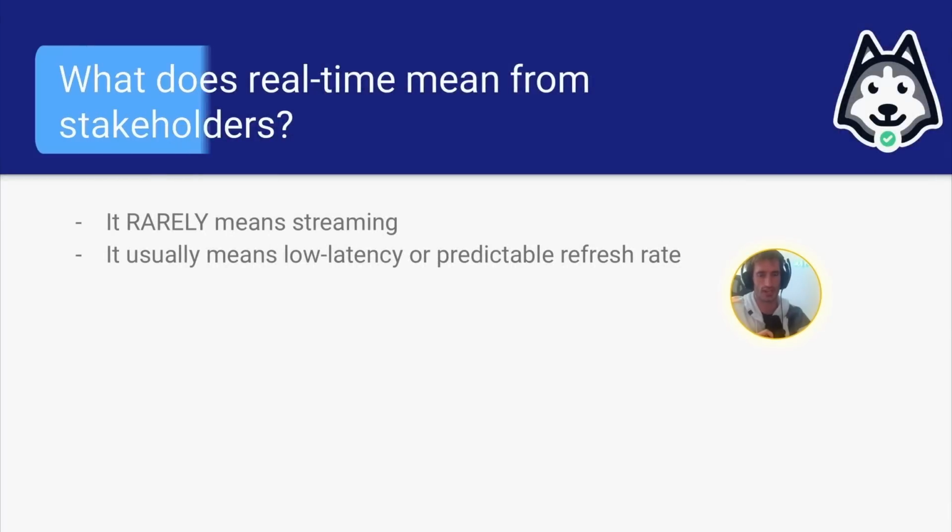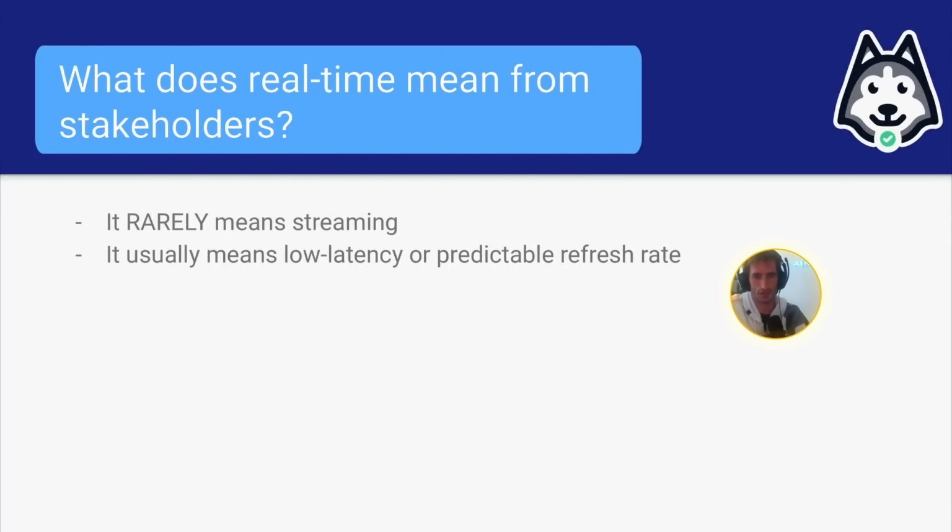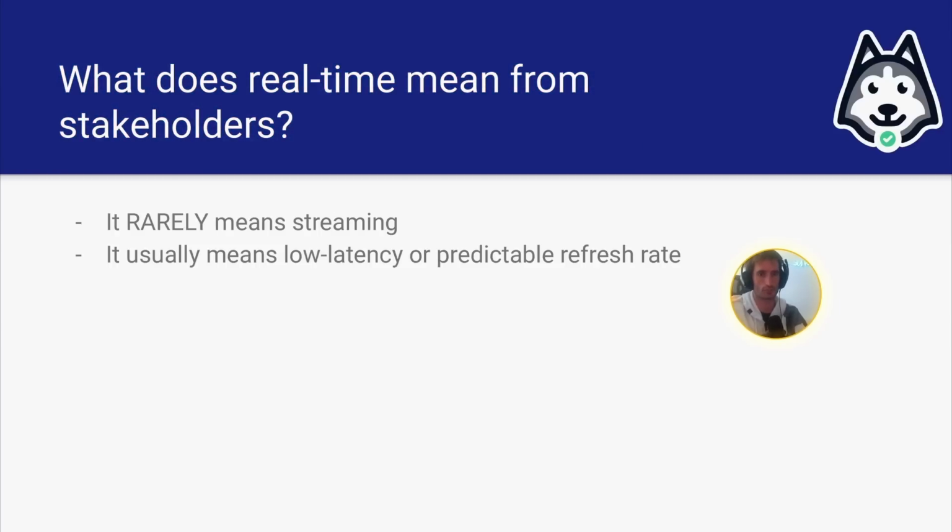So what does real time mean from stakeholders, right? It rarely means streaming, very rarely. It usually means low latency or predictable refresh rate. I've even had stakeholders say we need this data in real time, and what they meant by that is they needed a daily pipeline up to date by 9 a.m. every day. And the data actually only needed to refresh once a day. So it's funny because as a data engineer, your stakeholder says, I need real time, but what they actually need is just a batch pipeline.